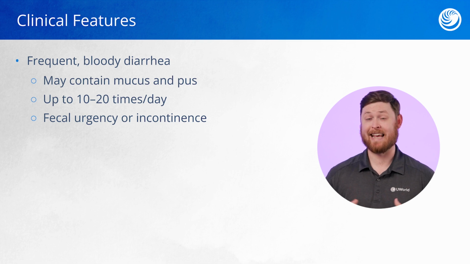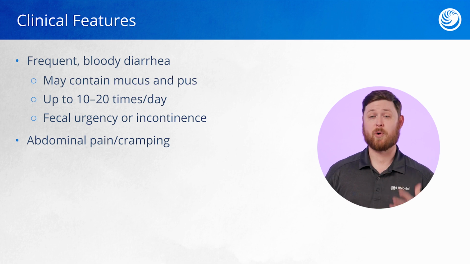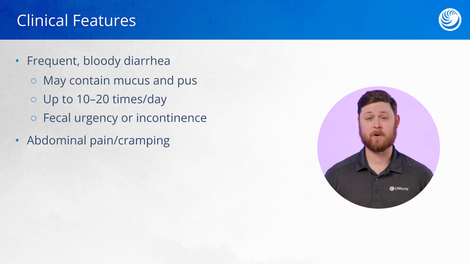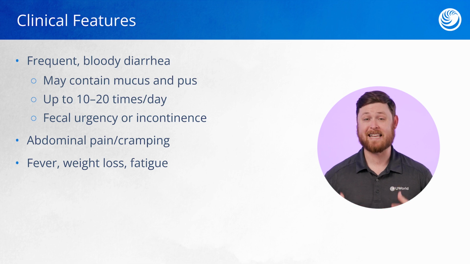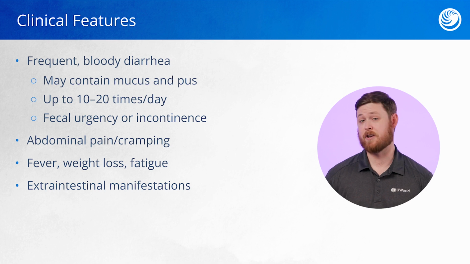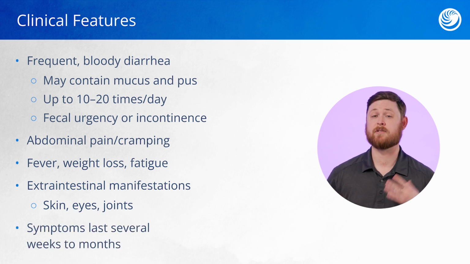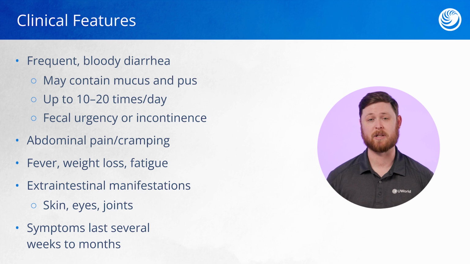With inflammation comes an increase in peristalsis, which can lead to abdominal cramping and pain. With the presence of inflammation, we may expect a fever, and because this autoimmune process is chronic and occurring over a long period of time, the client can have weight loss and fatigue due to an increased metabolism needed to maintain that autoimmune process. Extraintestinal manifestations may occur due to that autoimmune process, and this can involve changes to the skin, to the eyes, and the client may develop some joint pain. And symptoms can last for several weeks to months at a time, which can be extremely debilitating.